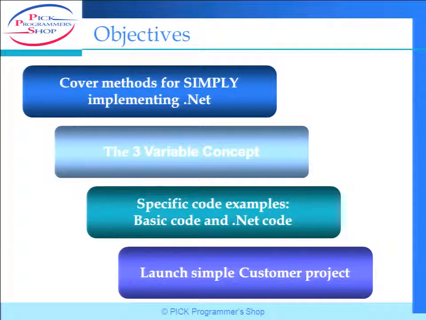Okay, today's objectives. We are going to cover methods for simply implementing .NET. We're going to discuss a 3-variable concept. We'll look at some very specific coding examples, both the BASIC code and .NET side of things. And then we'll launch into a simple customer project where we will look at all the BASIC code and .NET code on it.